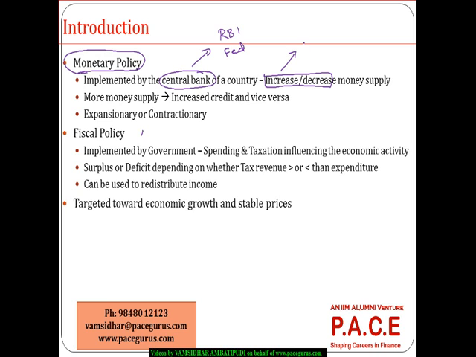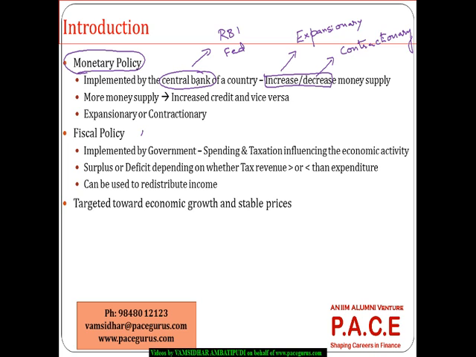Whenever it's an increase of the money supply, it gets called expansionary monetary policy, and whenever it is decreasing the money supply, we call it contractionary. Of course, when we move along, we'll see what each of them typically means. So in short, monetary policy is something that is implemented by the central bank, and the main task of it is to increase or decrease the money supply.